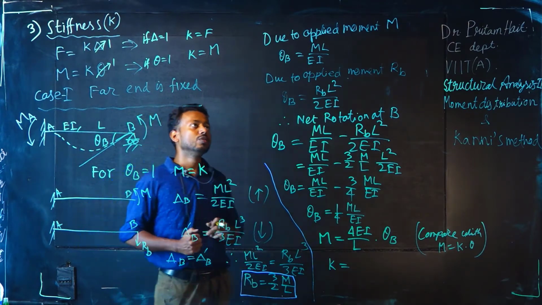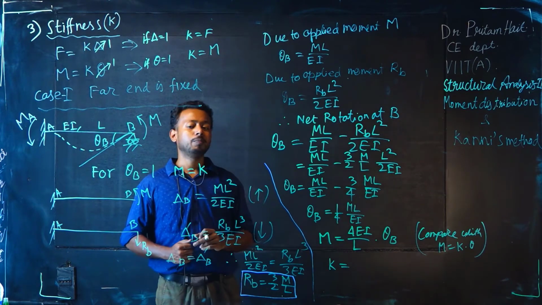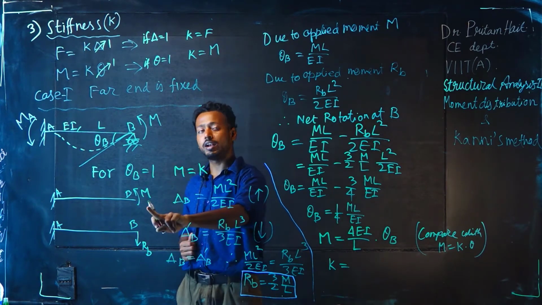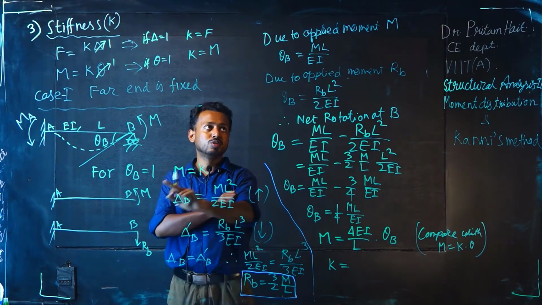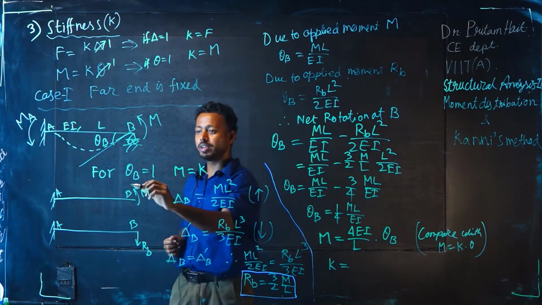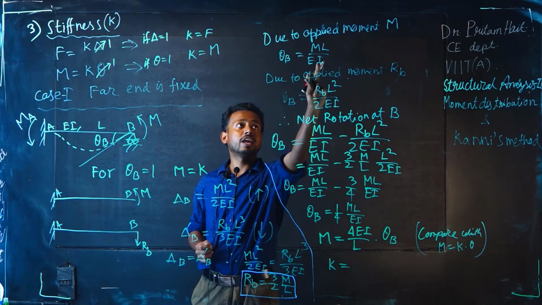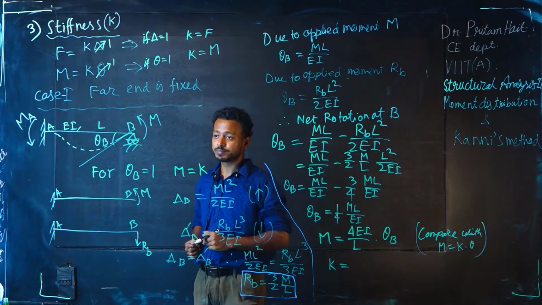Right? Now due to the applied moment M, here I have applied the moment M. What will be the rotation at B support? The rotation at B support will be theta equals ML by EI.